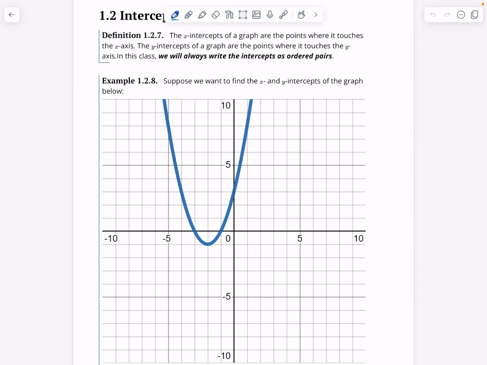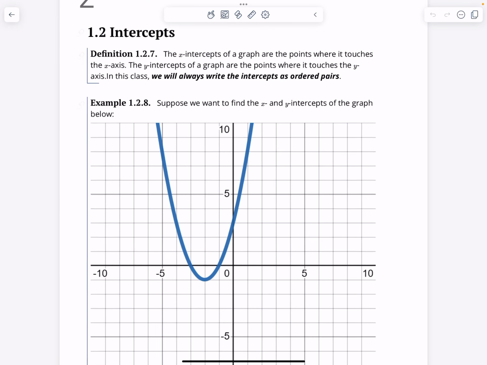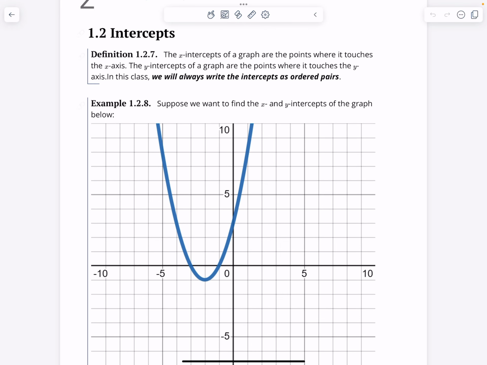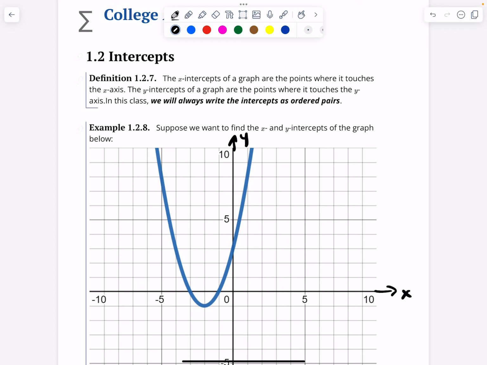Okay, let's go over some of these preliminaries. So in this section of your book, 1.2, Intercepts, the intercepts are where your graph is going to cross one of the axes, either the x-axis or the y-axis. Remember, the x-axis is the horizontal one, and the y-axis is the vertical one.